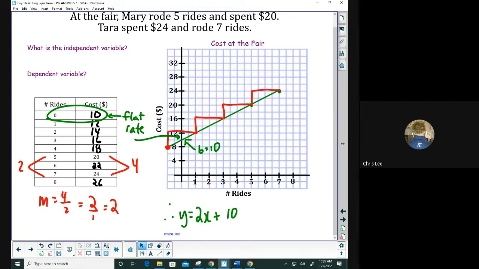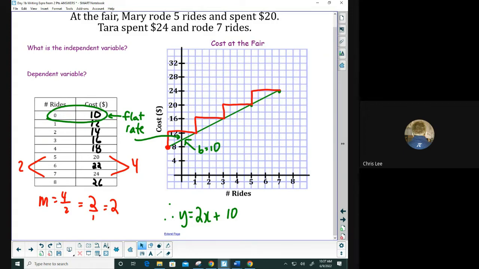You can then also find the slope either using the graph or the table. Like I said, use just these two numbers to figure out the slope. 20 to 40 is a jump of 4. 5 and 7 is a jump of 2. So 4 over 2 is 2.